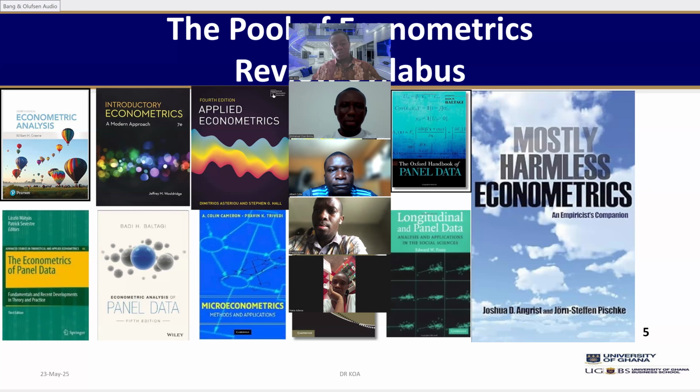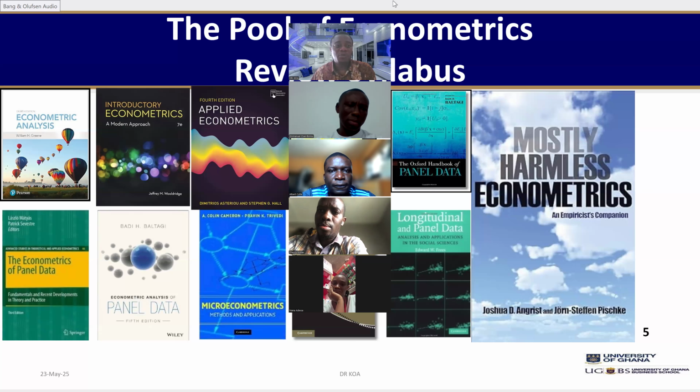It could be supply chain. It could be marketing. It could be engineering. It could be airline. It could be physics, quantum mechanics and several other things. It could be finance. Brooks has actually written a book known as Financial Econometrics. So you could apply it everywhere.